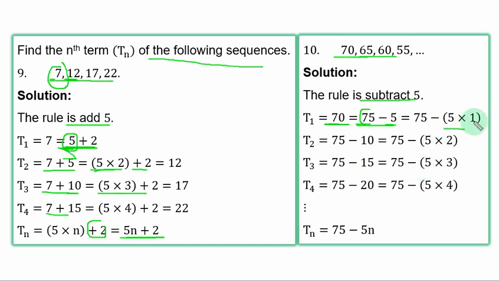So you have 1, 2, 3, 4. There is always an order that n can assume. So if you replace this order 1, 2, 3, 4 with n, the nth term becomes 75 minus 5n. This nth term can help us to generate as many terms as possible without stress.